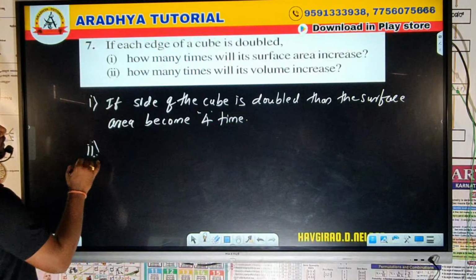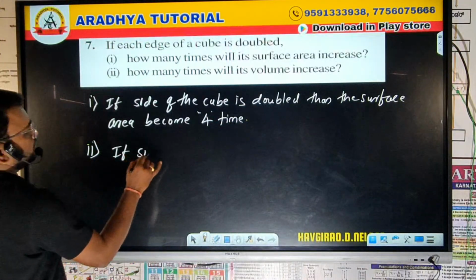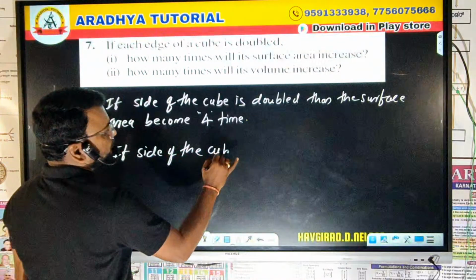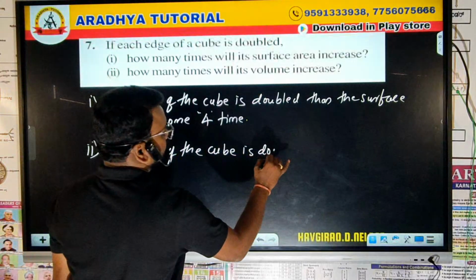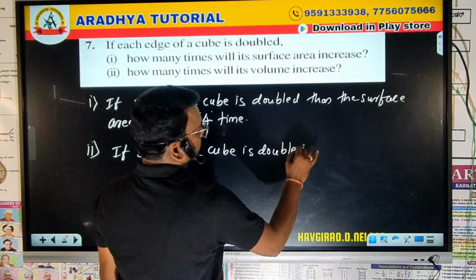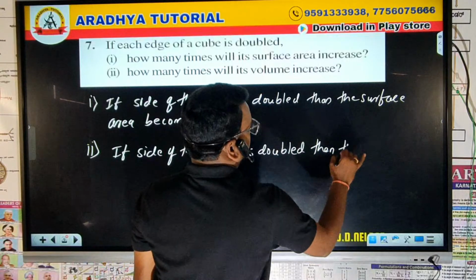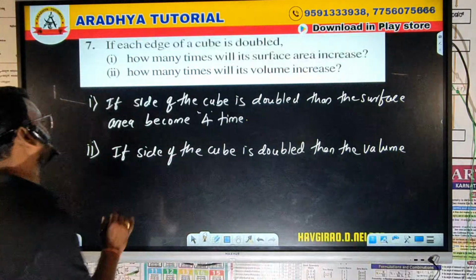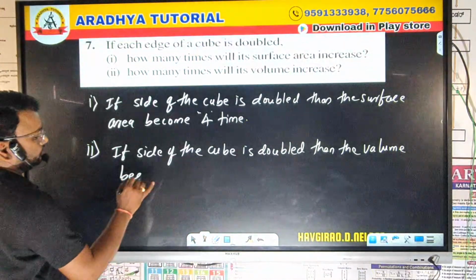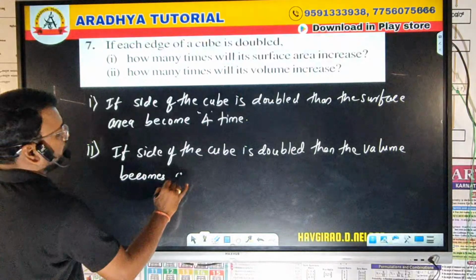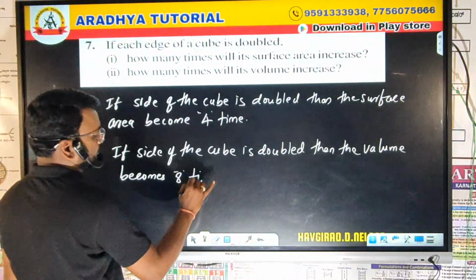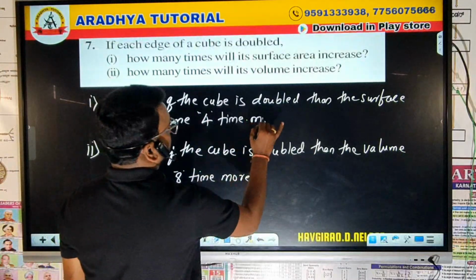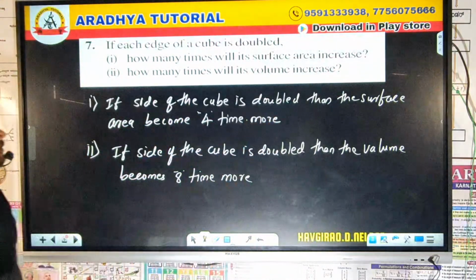Second one, if side of the cube is doubled, then the volume becomes 8 times more. 8 times more here, 4 times more here. Answer for this 7th question.